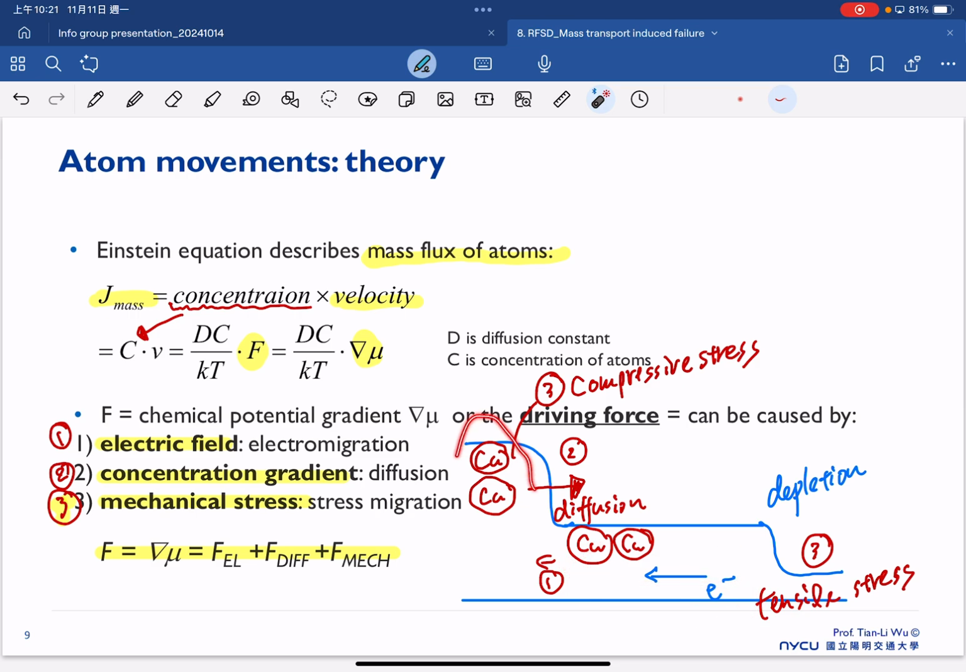But once we have more and more copper atoms on the one side, for sure, this high concentration will push the copper to move back to the right. So that's due to the concentration gradient as well. And the last one is mechanical stress. Right now, if you consider this region with the nearby passivation, the nearby passivation will provide the compressive stress for this interconnection line. So that will be the third force.